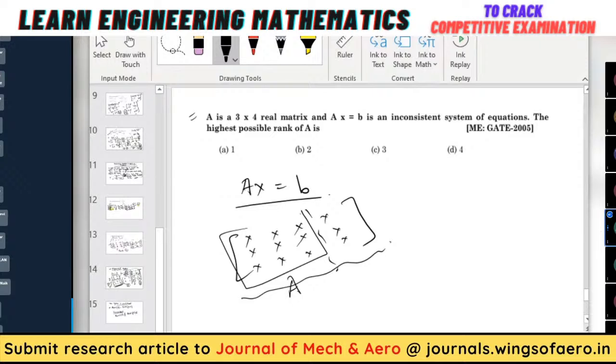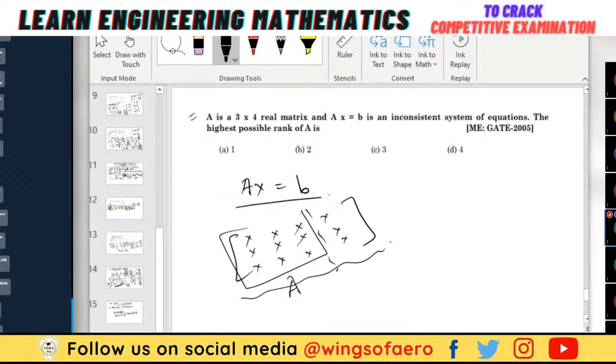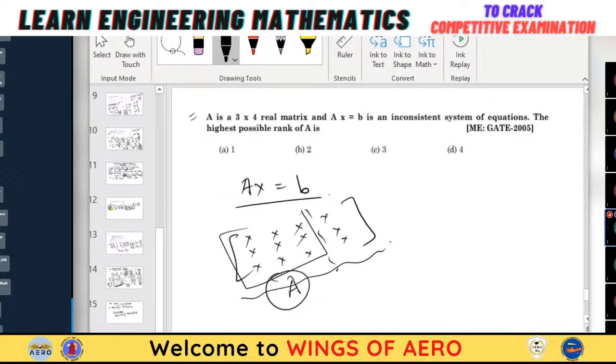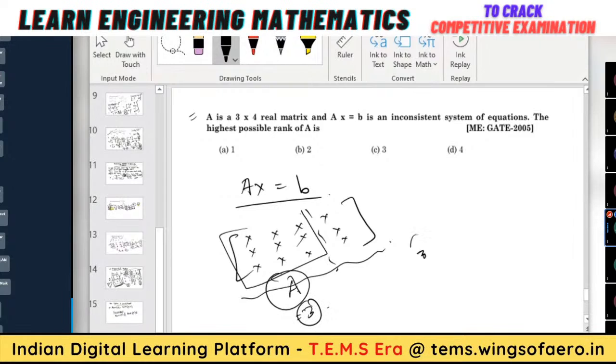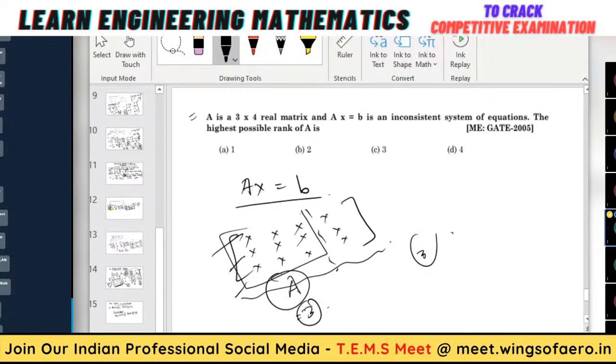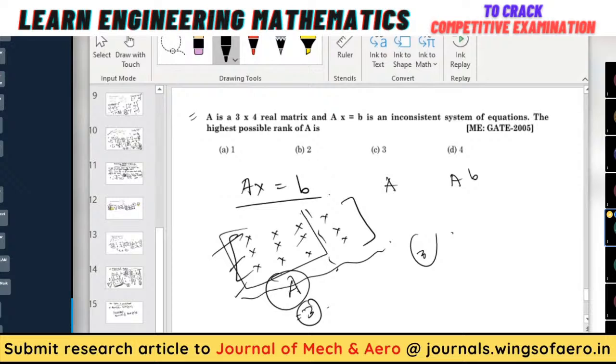If I consider this happens, the rank of A will be 2. What is the highest rank of A? Obviously the highest rank of A will be 3. And what is the highest rank of AB? The highest rank of AB, obviously it is 3, because there are 3 rows. For A and for B, the rows are 3. So highest rank of both A and AB will be 3 itself.